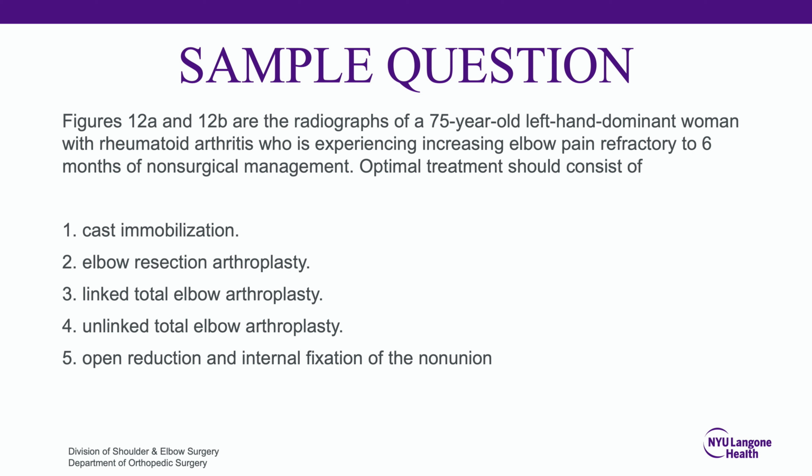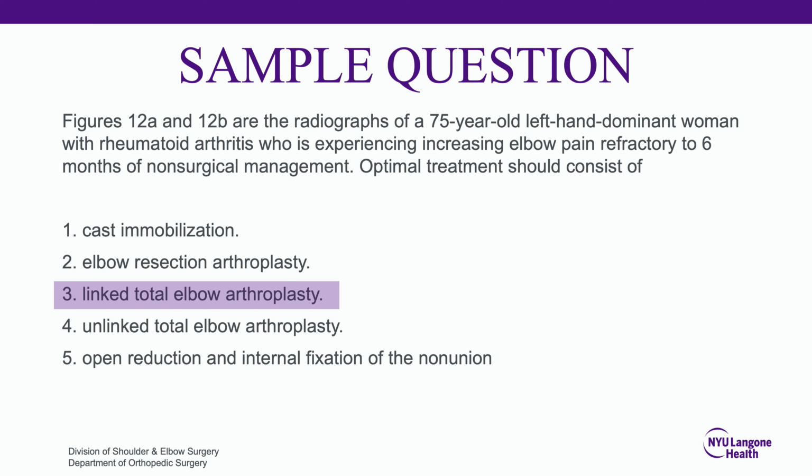Open reduction internal fixation of a non-union. She doesn't really have a non-union, so that's not an option. So in this option between the linked and unlinked, linked would be a better option for me because the joint is quite deformed. So, linked total elbow arthroplasty.